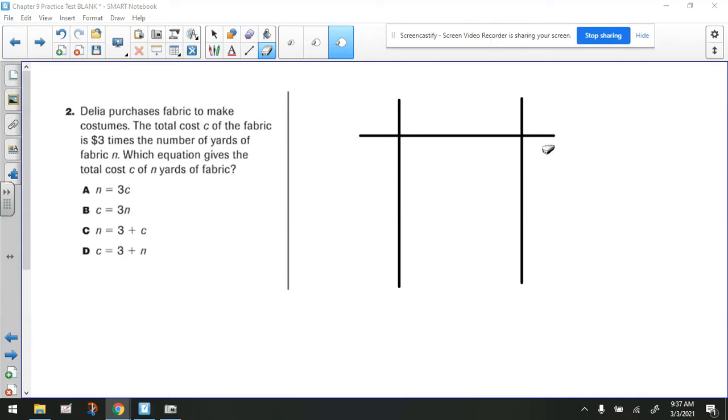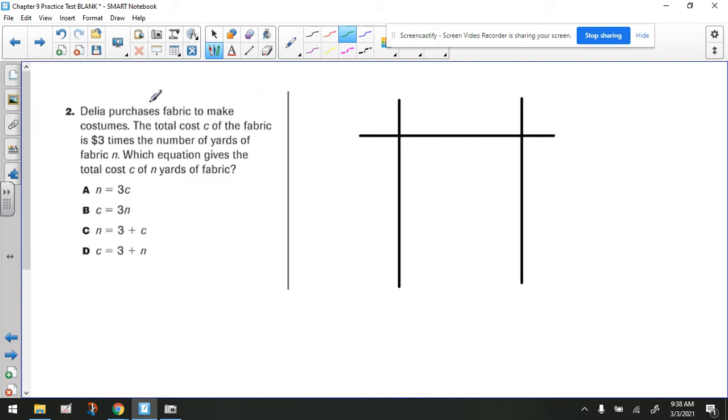Hey everybody, we're looking at question number 2 from the practice test, which, believe it or not, a lot of people get this one wrong. And the reason they get it wrong is because they're not thinking about which variable is the independent variable and which variable is the dependent variable. So let's take a look.